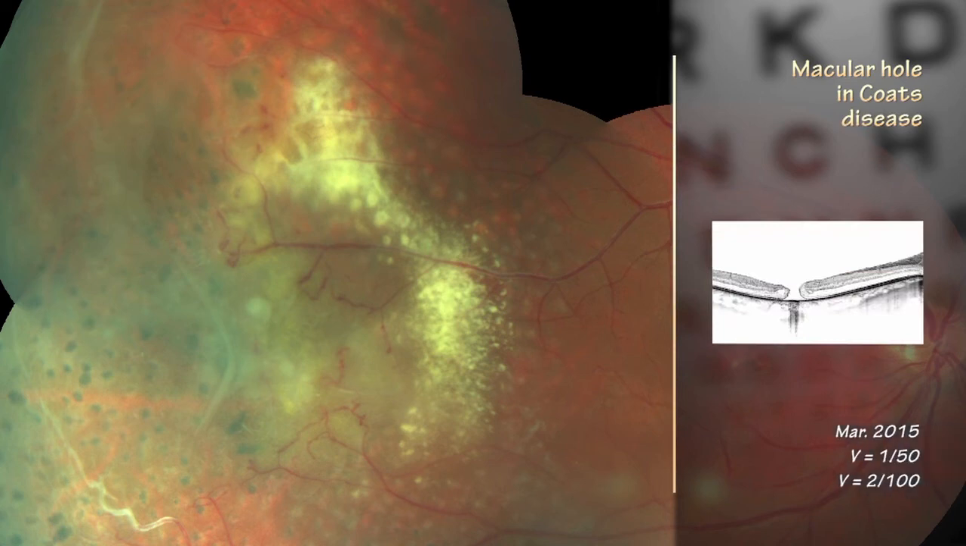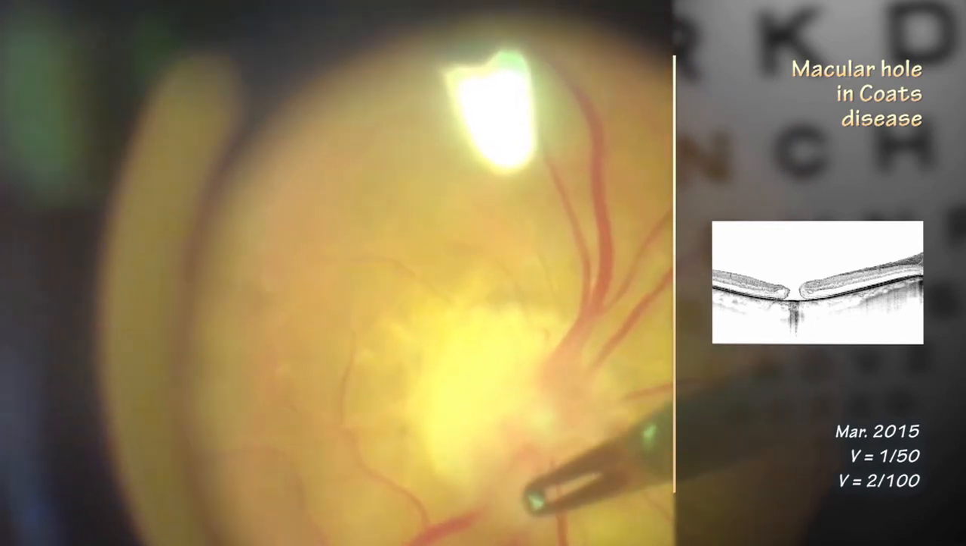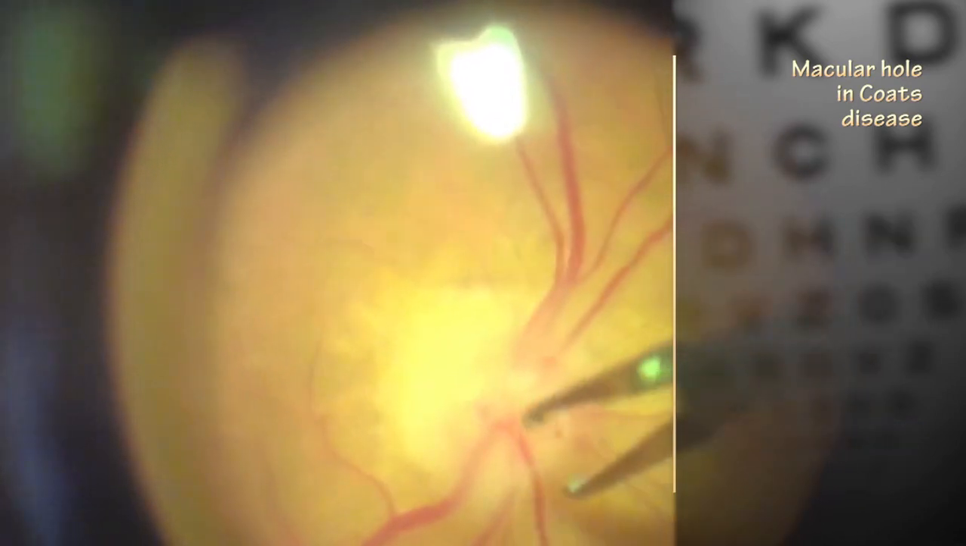The presented technique may also successfully be used for macular holes associated with Coats disease. In this case, posterior hyaloid detachment seems to be very difficult.